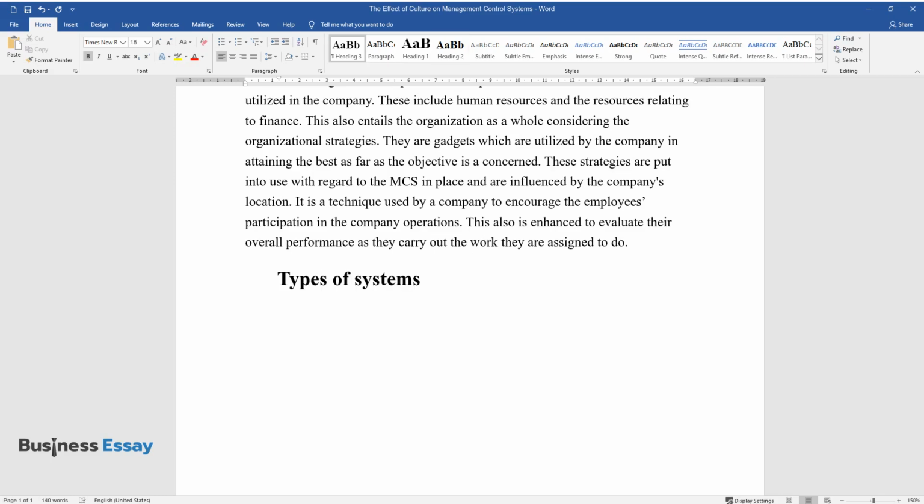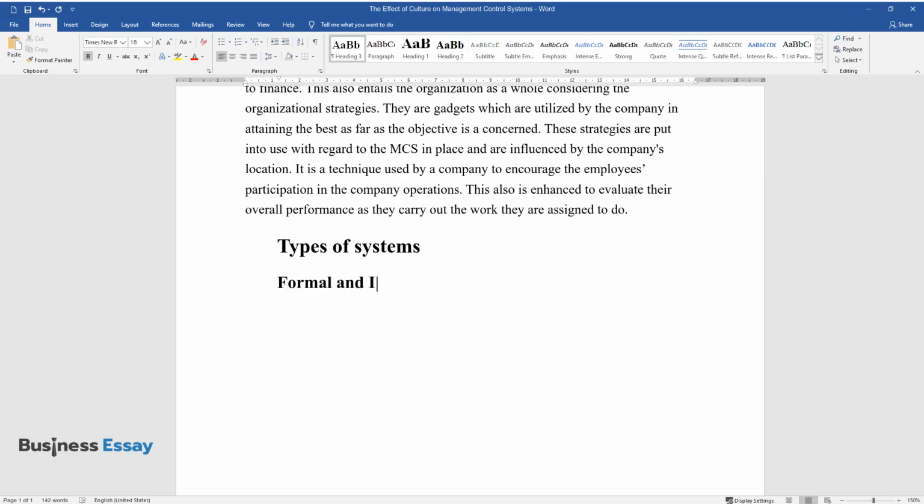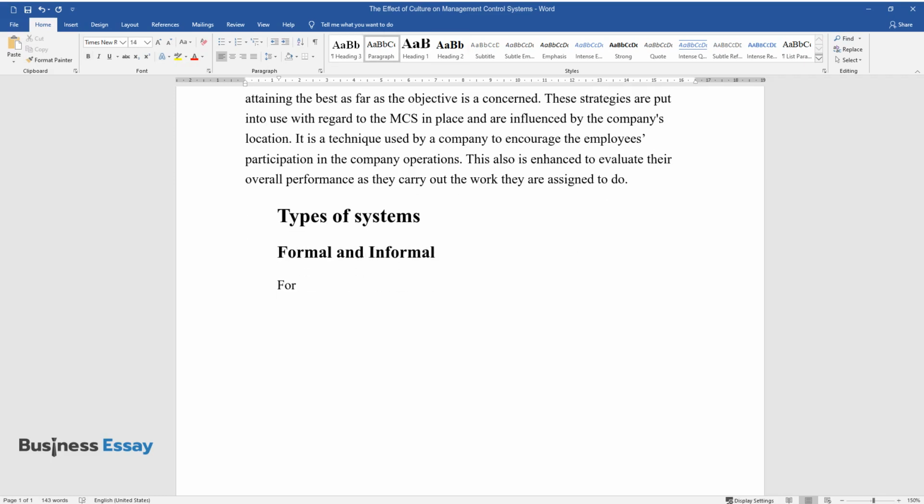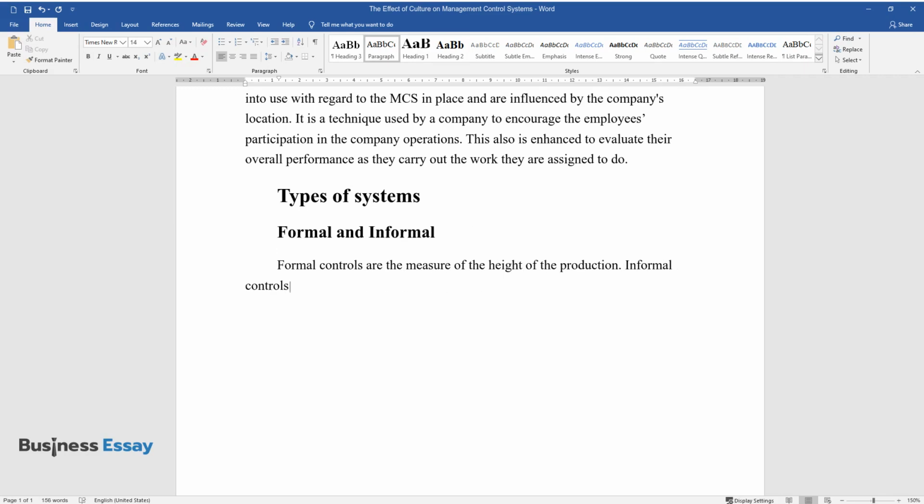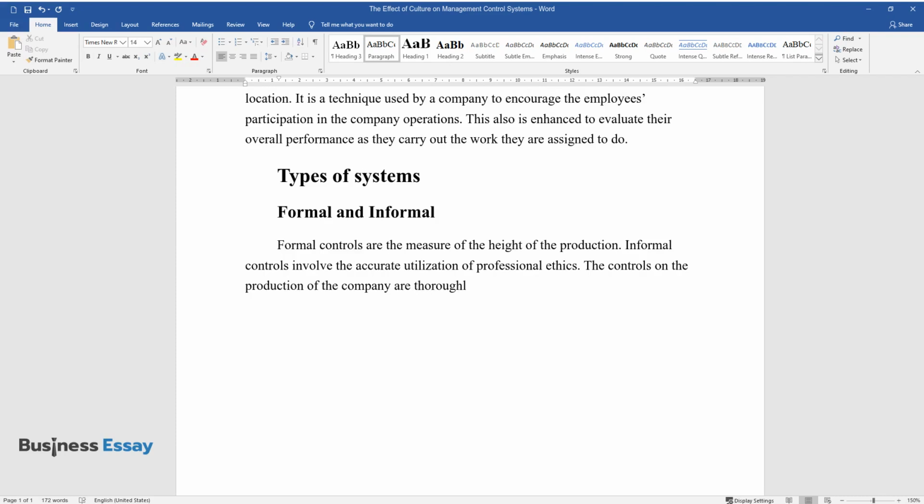Types of systems. Formal and informal. Formal controls are the measure of the height of the production. Informal controls involve the accurate utilization of professional ethics. The controls on the production of the company are thoroughly vetted by the responsible company.